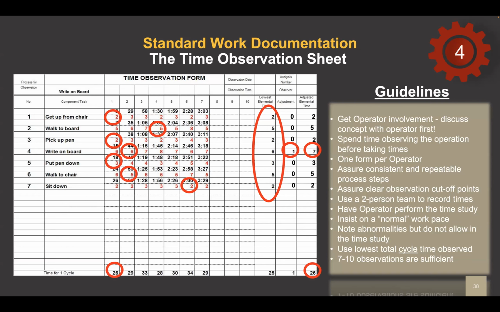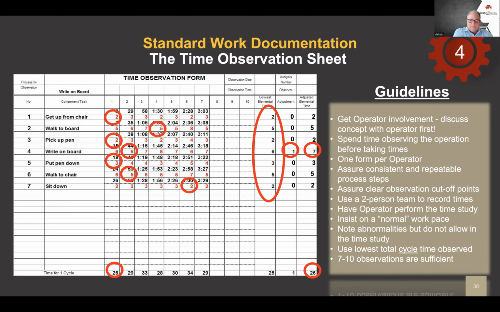The standard work observation, this is a very confusing one for some people, and by all due credit, it looks confusing, but what we don't want to do here is average any of these times. In this example, you see on the bottom left, I circled 26. That was the best observable time out of 1, 2, 3, 4, 5, 6, 7 observations.